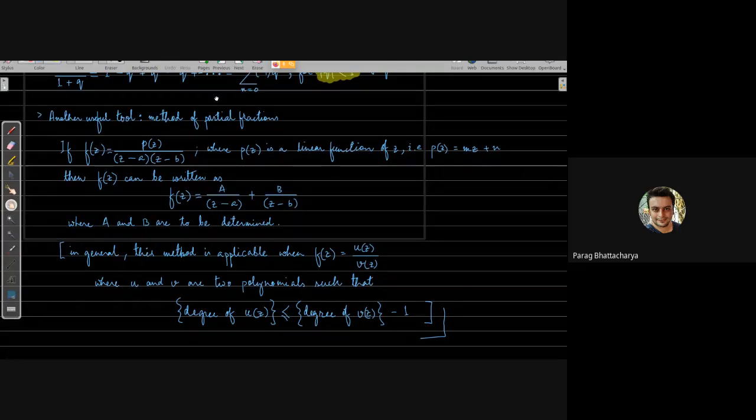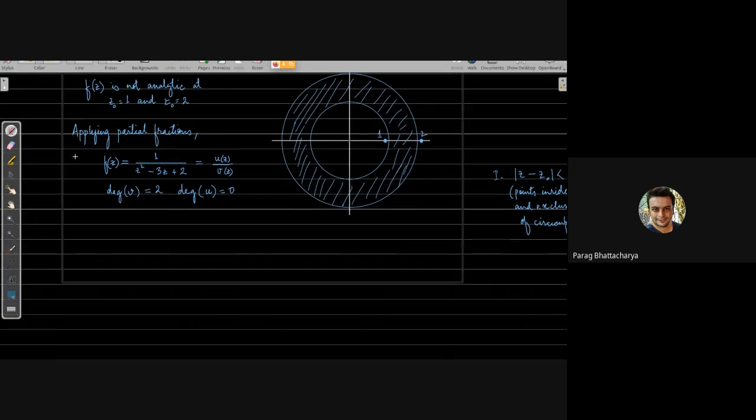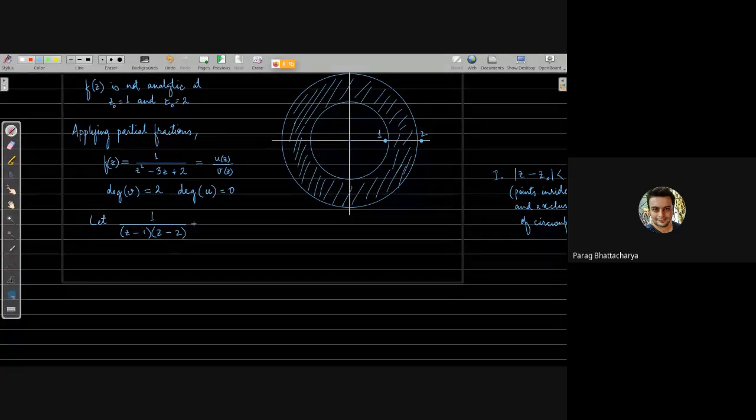So let this 1 by (z minus 1)(z minus 2), 1 by z minus 1 divided by z minus 2, let this be equal to A divided by z minus 1 plus B divided by z minus 2. Now just add both of these, and when you add both of these, so what do we have?